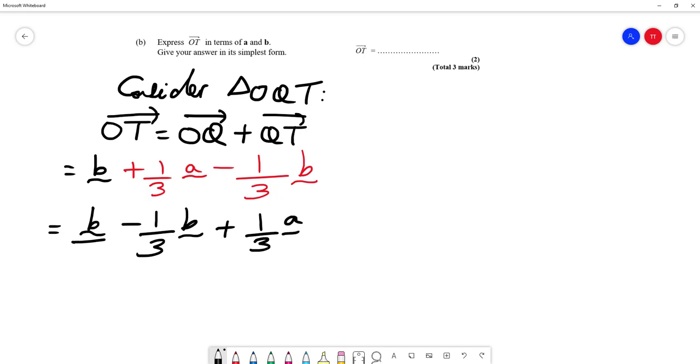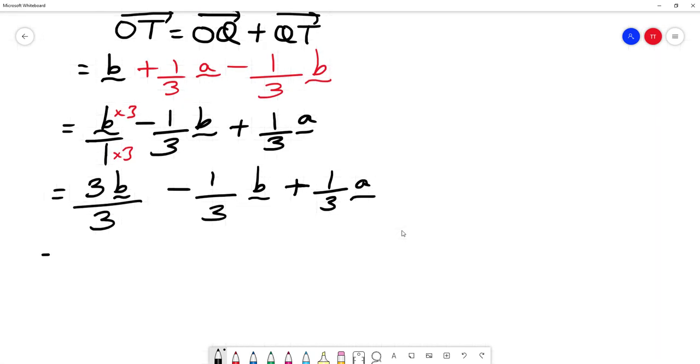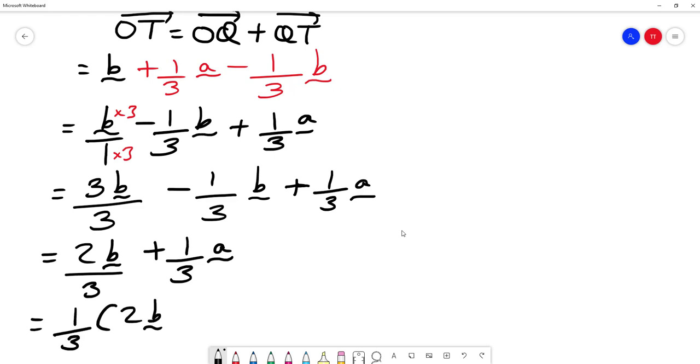But remember, with fractions here, this is over 1. Make the denominators the same. So we get 3B over 3 minus 1/3 of B plus 1/3 of A. And then we could simplify that down to 3B minus 1B is 2B. 2B over 3. And then we get plus 1/3 of A. So we can take 1/3 out as a common factor. So we get 2B plus A. And that is the vector OT.